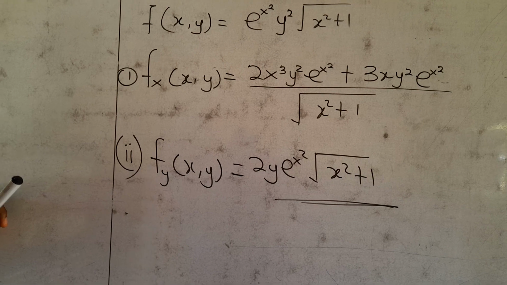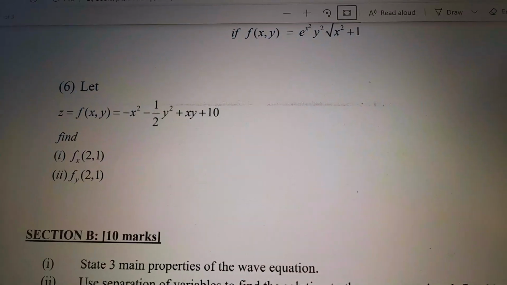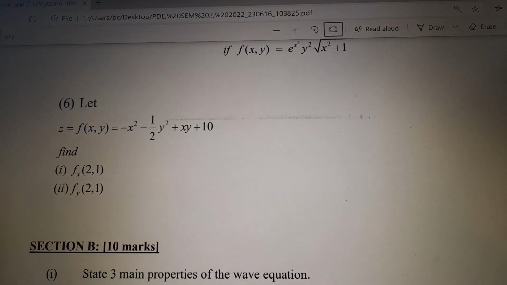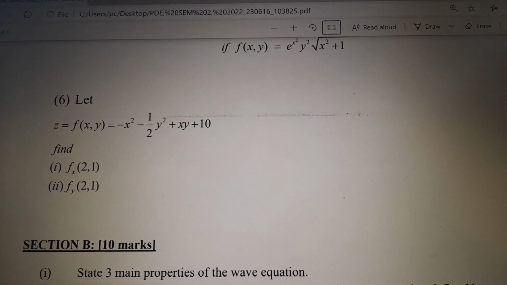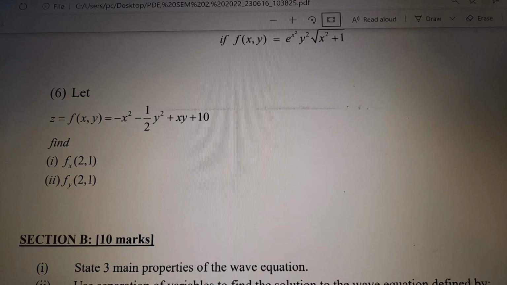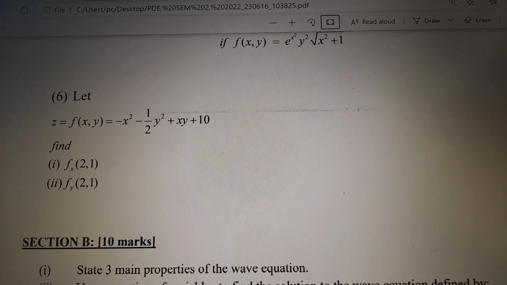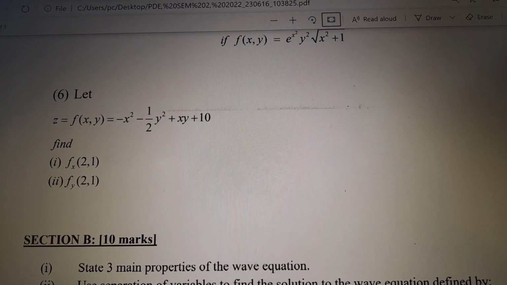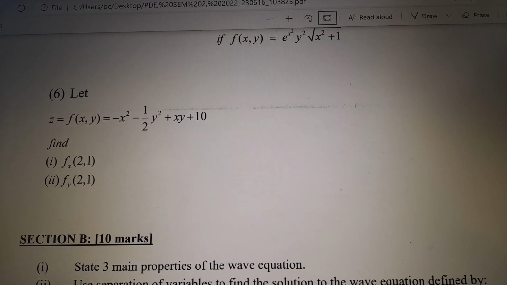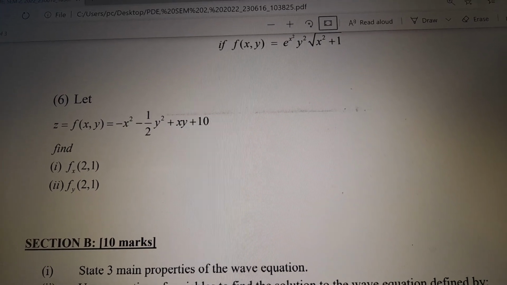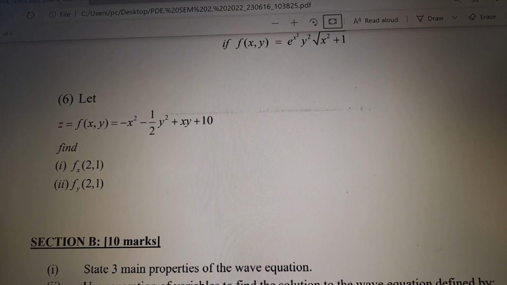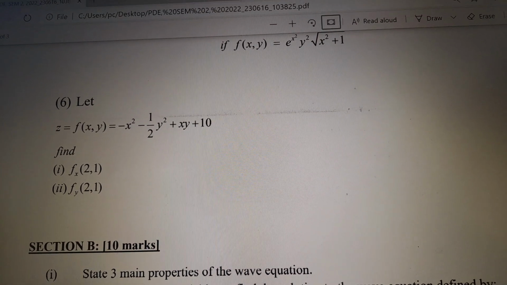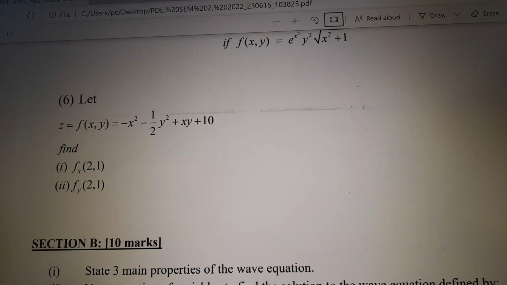Now we'll go to question number 6. So our question number 6 says that we should let z be equal to a function of x and y equal to negative x squared minus half y squared plus xy plus 10. And we should find (i) the partial differentiation of the function with respect to x, centered at (2, 1), and the partial differentiation of the function with respect to y, centered at (2, 1).